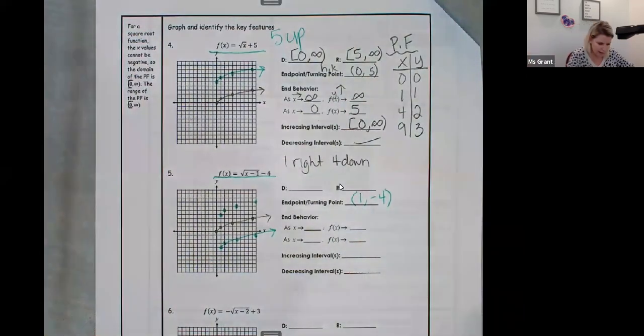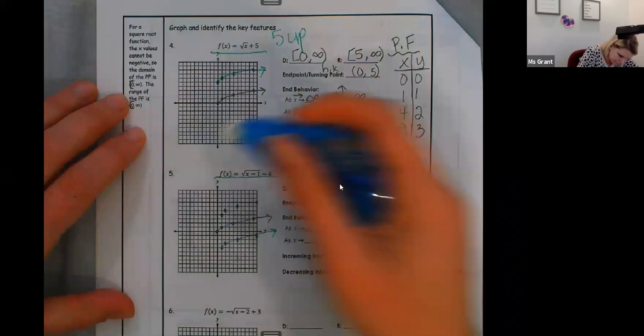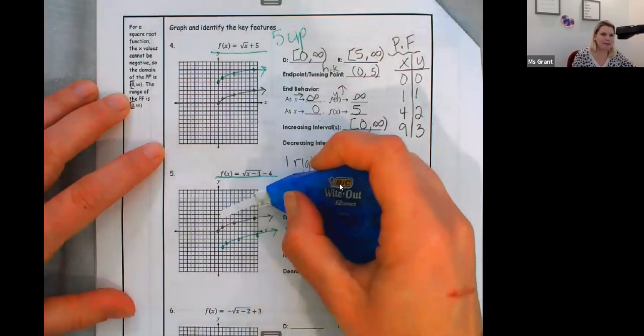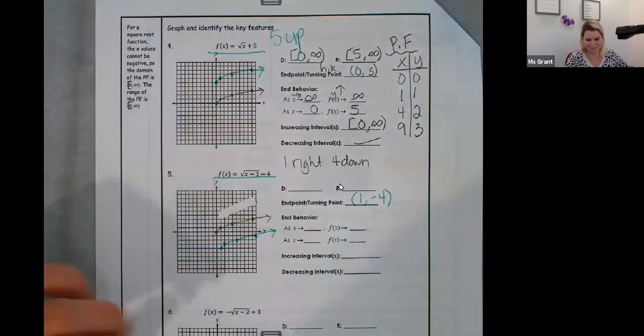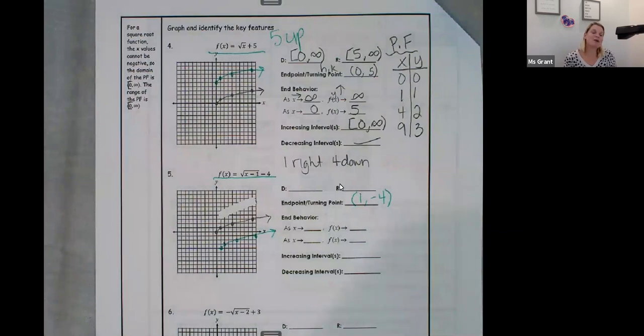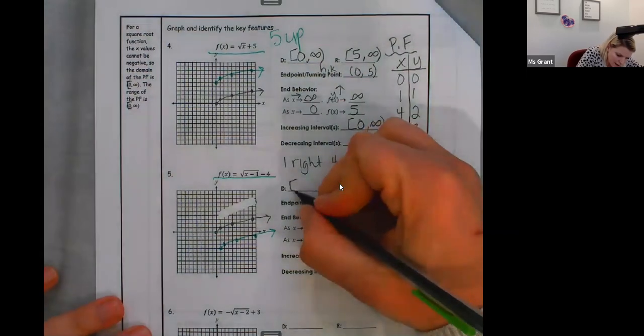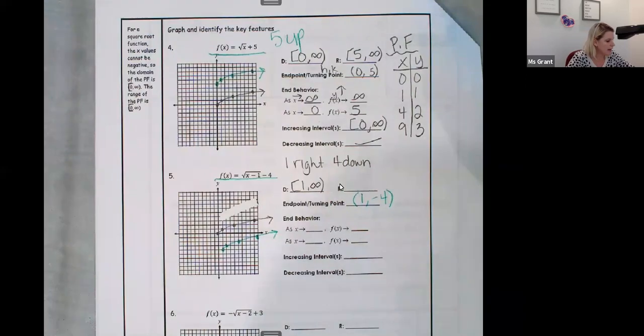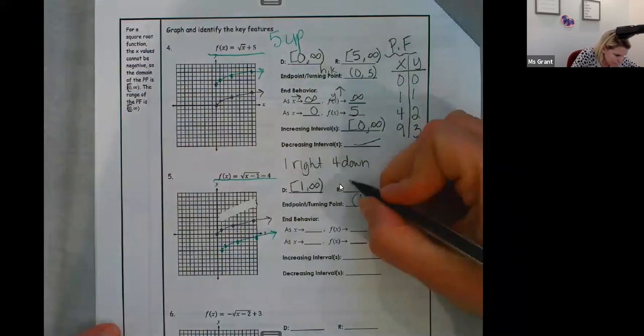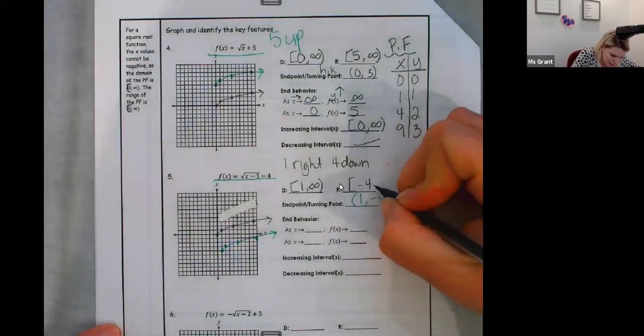I could wipe those out, I think. It's like they were never there. There's just a giant white streak. All right. My domain changed. I went 1 to the right. That means that my domain is now 1, infinity, no longer 0. My range is at -4, -4, infinity.